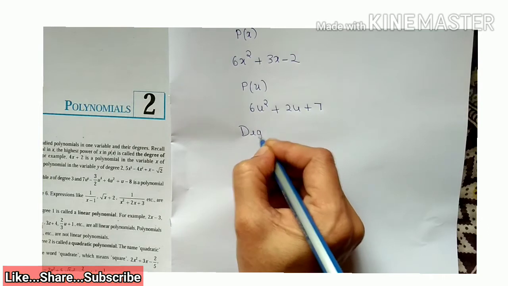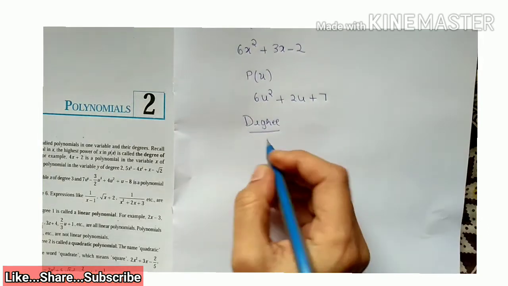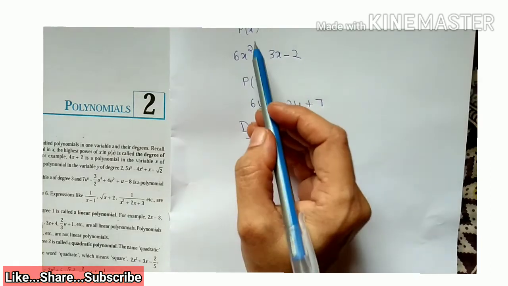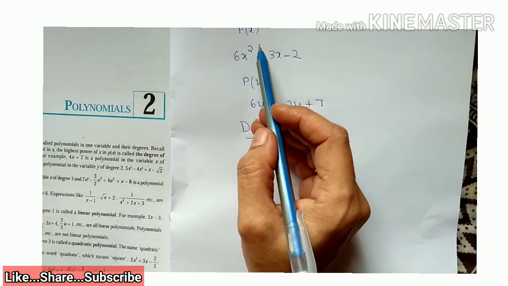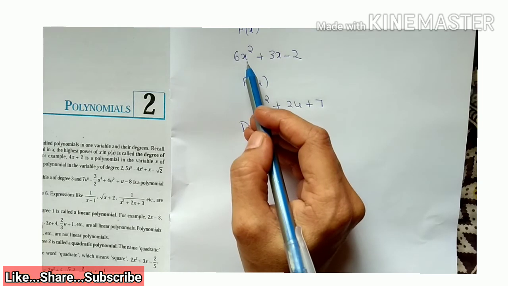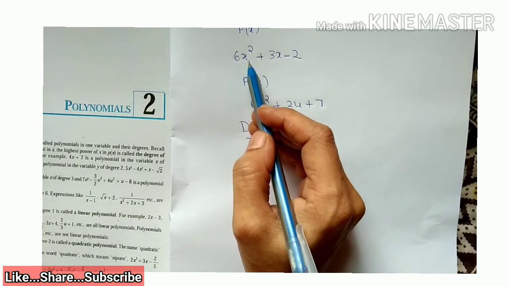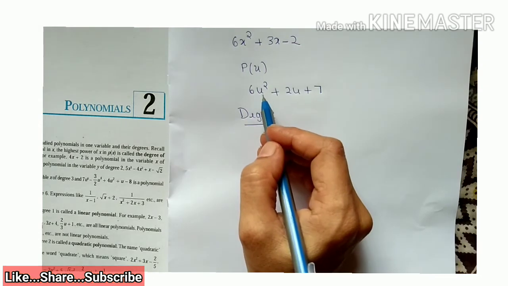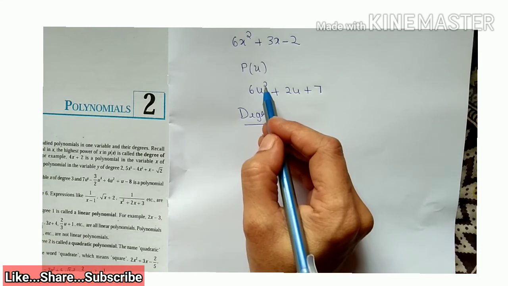Degree. The highest power of x in P of x is called the degree of the polynomial. Here degree is 2. Highest power of x is 2. Therefore degree is 2. In this, the variable is u. Therefore degree of u is 2. Highest power of u is 2.